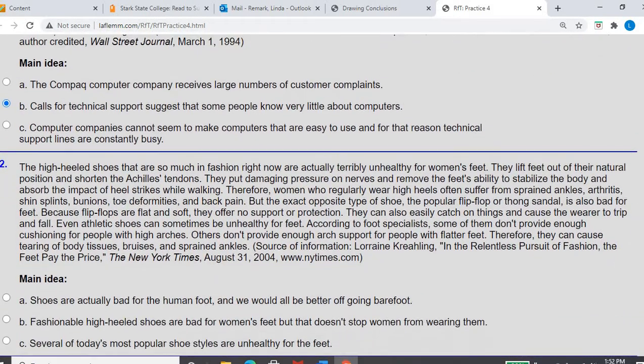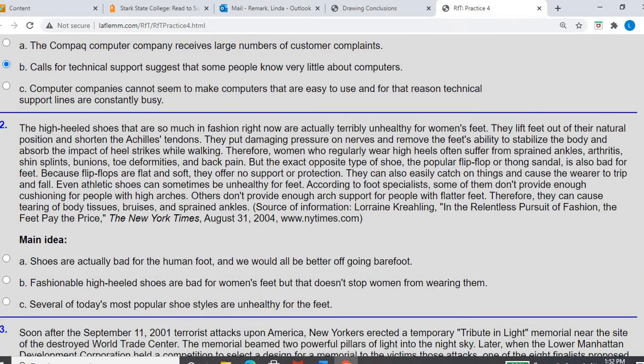Let's look at one more quick paragraph example here. And as I read, try to look at the options, try to see what is the logical inference, the logical main idea based on the implied main idea the author is providing. "The high heel shoes that are so much in fashion right now are actually terribly unhealthy for women's feet." I'm guilty of wearing heels.